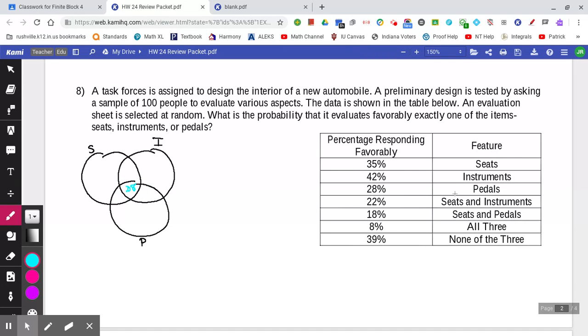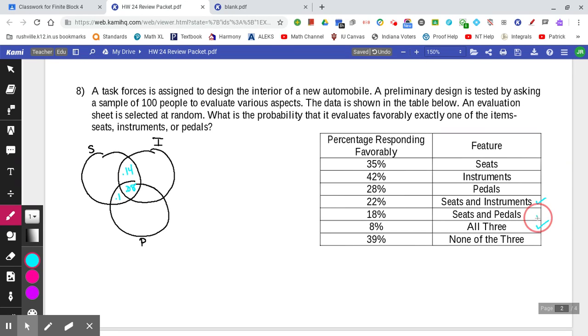Okay, so then I'm going to be looking for exactly 2. So seats and instruments, these 2 together will make 0.22. So 0.22 minus 0.08 will give me 0.14 right here. So I've used this one. The next one, we have seats and pedals. So seats and pedals, that means that these 2 together needs to add to 0.18. So if this is 0.08, this one would be 0.1.